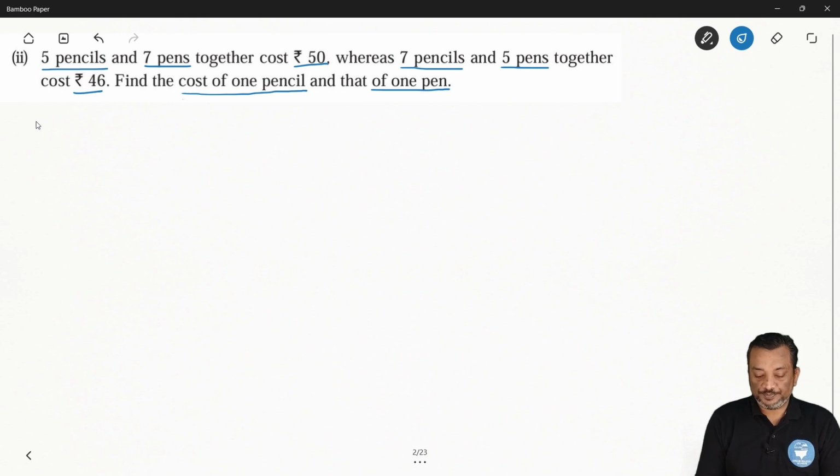ठीक है, तो यहां पे हम सबसे पहले बात करते हैं, लेट दी, हम वेरिएबल्स क्या लेते हैं, so let one pencil price, or you can say cost.